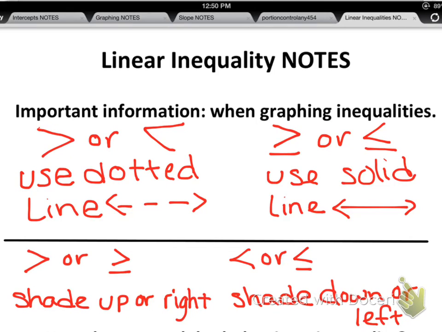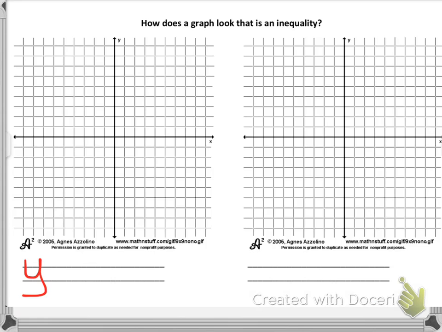Alright, let's go ahead and look at how it will look to graph a linear inequality. We'll start with y is greater than or equal to 1/2 x minus 4. So just like a normal graph, we're going to start with our y-intercept, -4. We'll use the slope, rise over run. We'll rise 1, run 2. So we'll go up 1 over 2. After you've got your 3 points, go ahead and draw your line.